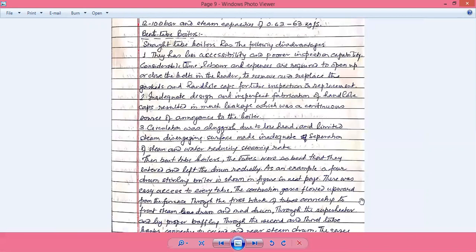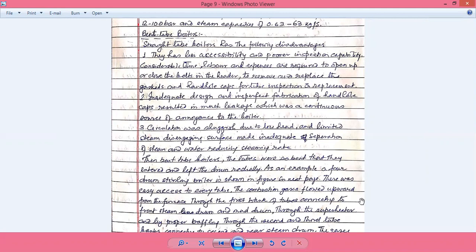But next we come to the bent tube boilers. Straight tube boilers have the following disadvantages. They have less accessibility, based on the inspection capability. Considerable time, labor, and expense are required to open up and close the bolts of the header and remove and replace the gasket and handhold caps, all these things for tube inspection and replacement. Inadequate design and imperfect fabrication of handhold caps result in many leakages, which was a continuous source of annoyance to the boiler itself.